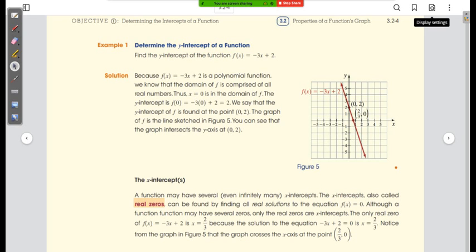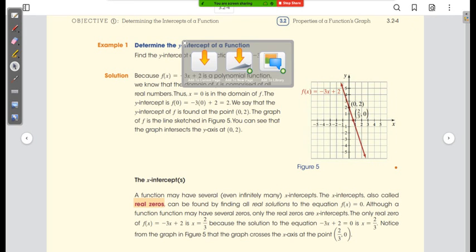I'm going to snip the actual function, maybe not the solution, even though the solution is a part of this. We'll put it up here. This problem reads: find the y-intercept of the function f(x) = -3x + 2. How do we find the y-intercept? We must substitute 0 in for x. This was something we did in a previous section. To find the x-intercept, we set y equal to 0, and to find the y-intercept, we set x equal to 0. So let's set x equal to 0.